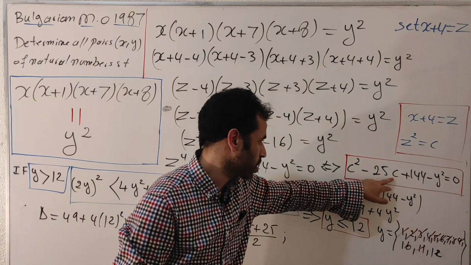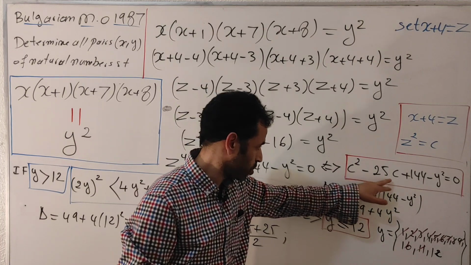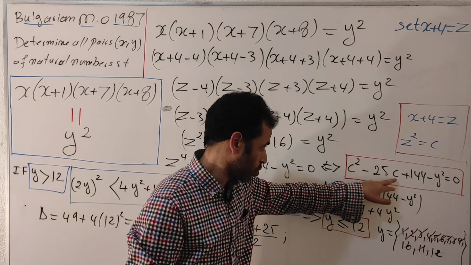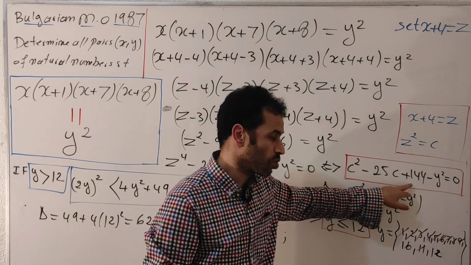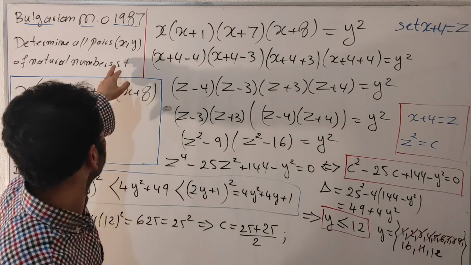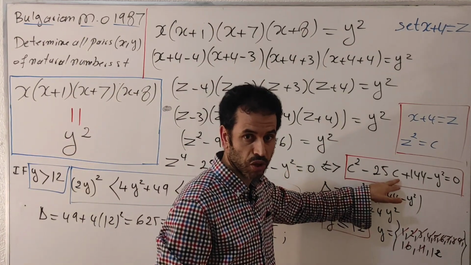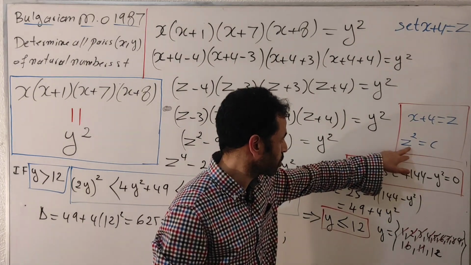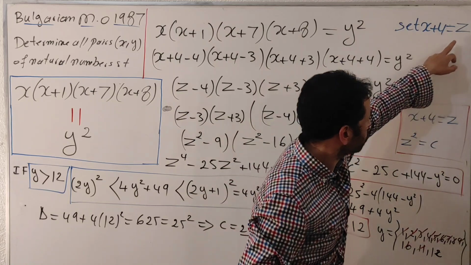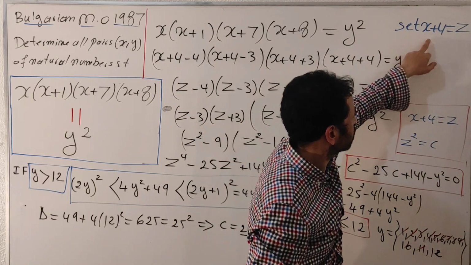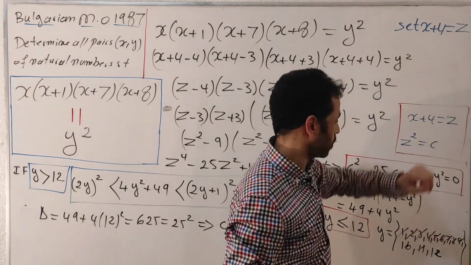So I'm going to take C as a common factor. I will get C times (C minus 25) equals 0. I have two solutions: C equals 0 or C equals 25. C equals 0 doesn't work because we have natural numbers. A natural number is a whole number, starting from 1 and up. So C equals 0 is not a solution, okay? Because C equals 0 means Z squared equals 0, that means Z equals 0 here. That means X equals minus 4, which is not correct because we have natural numbers, okay?